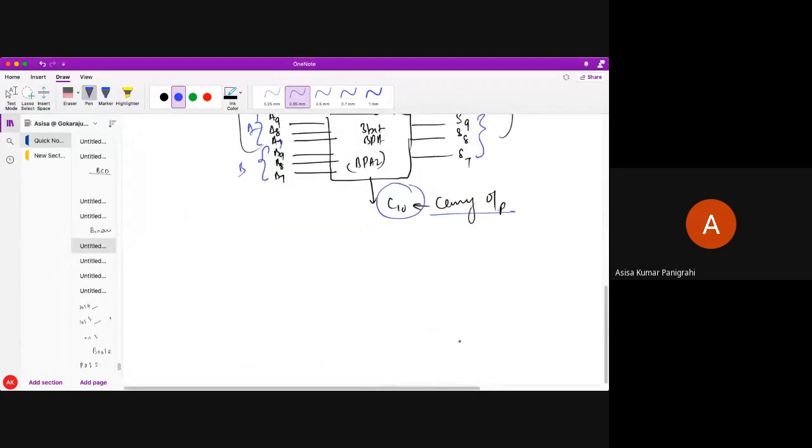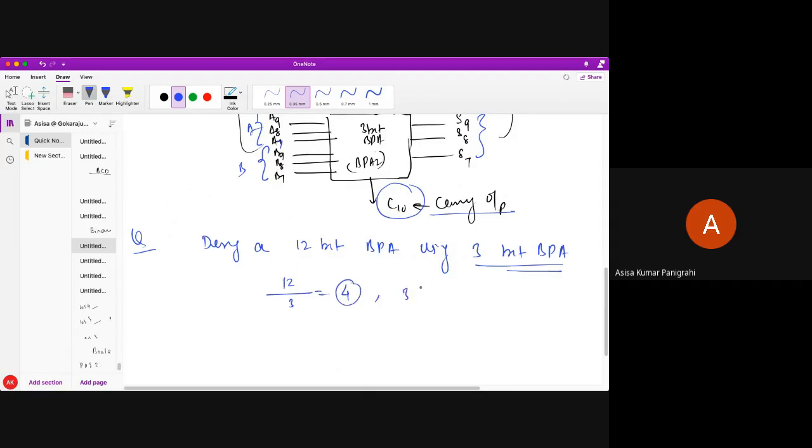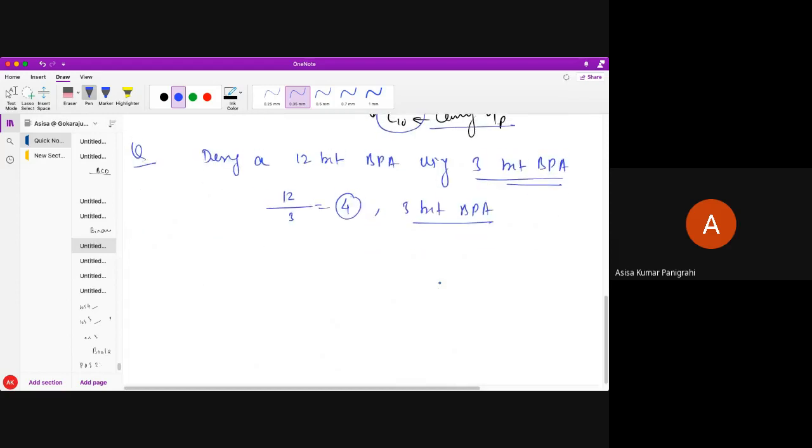Now tell me how to design, if the question comes, a 12-bit binary parallel adder using only 3-bit BPAs. So you tell me how many 3-bit BPAs are required. As you know, 12 divided by 3, 4 3-bit BPAs are required. Do you all understand? What you need to do is very simple. I'm just giving you a glimpse over here.